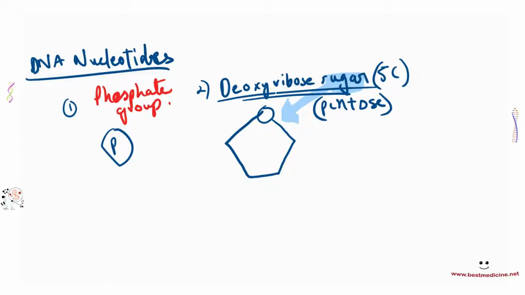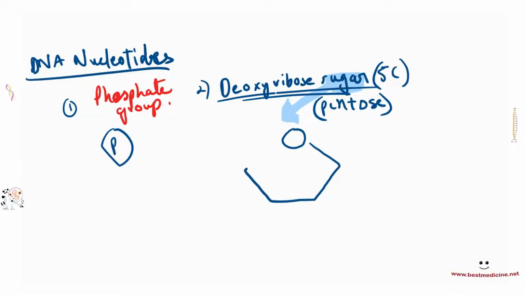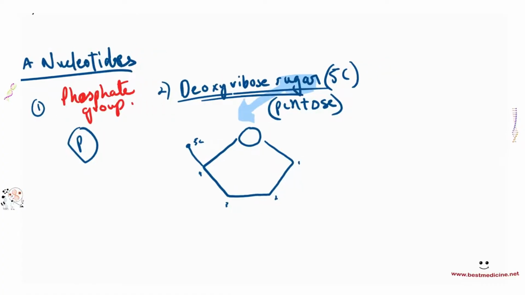A deoxyribose sugar, and I expect you guys to know how to draw this, so I'm going to teach it to you again. The way to draw this is to draw an oxygen and draw a pentagon around it. Why a pentagon? Because it's a 5-carbon sugar. So here's carbon number 1, carbon number 2, carbon number 3, carbon number 4, and the 5th carbon is actually at the side chain, so carbon number 5. And this 5th carbon is going to attach to the phosphate. We'll talk about that in a bit.